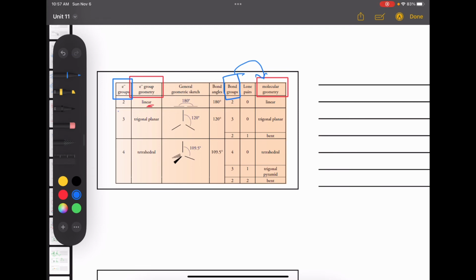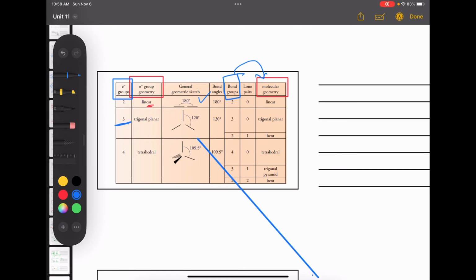So for linear, if the total count of groups of electrons is 2, it is going to be linear. The angle will be 180. This is how the sketch is going to look, and it'll have 2 bonding groups of electrons. Linear generally doesn't have any lone pairs of electrons. Let's look at the trigonal planar. Trigonal planar will have 3 electron groups.